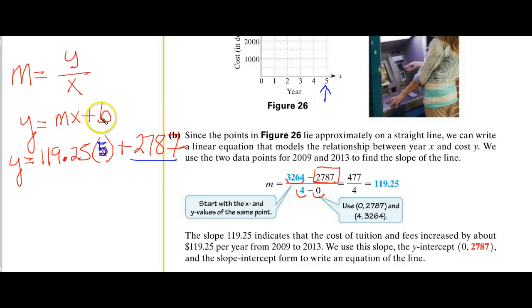And if this trend holds true, we could predict any number of years in the future by putting an X value, which is the year value, in there, because this is how much it's going to go up each year. So looking at this, community colleges aren't too bad.